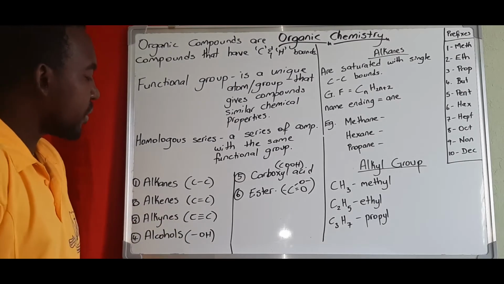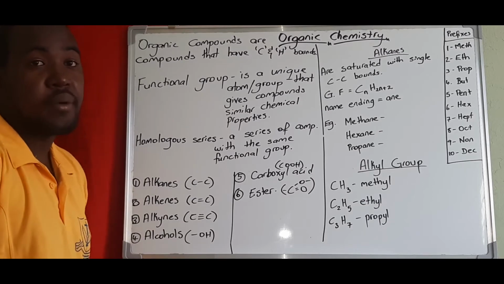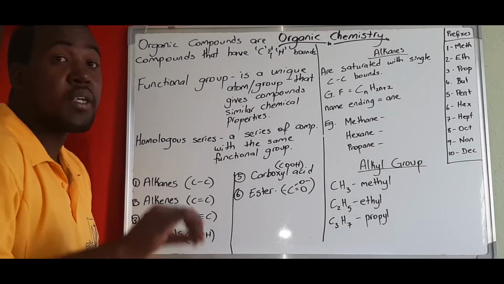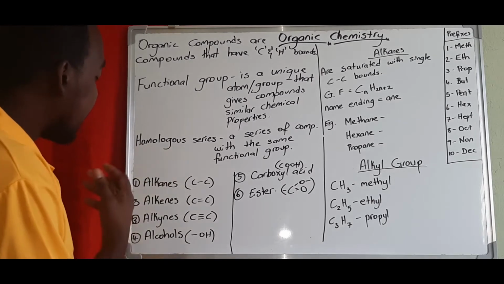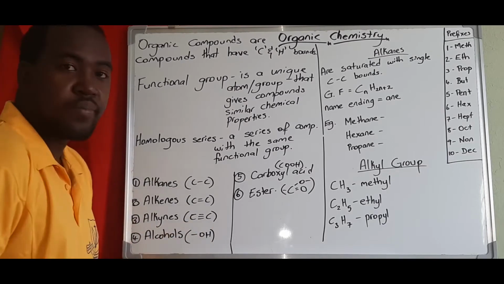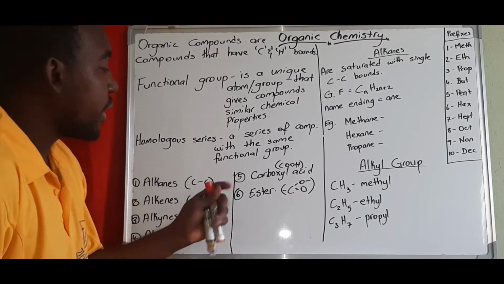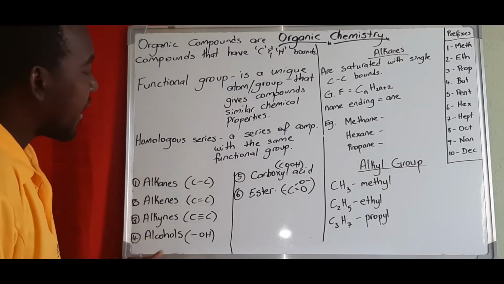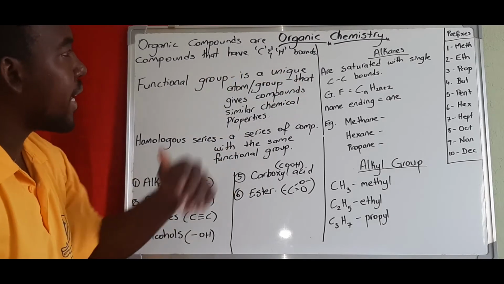Now, alkanes just have single bonds between their carbon atoms. It doesn't matter how many carbons there are, it's just single bonds right through. For alkenes, there is one double bond present, and alkynes have one triple bond present. Alcohols have an OH in their formula, carboxylic acids have a COOH, and esters have a COO in there. We're going to look through each individually. Let's start with alkanes.